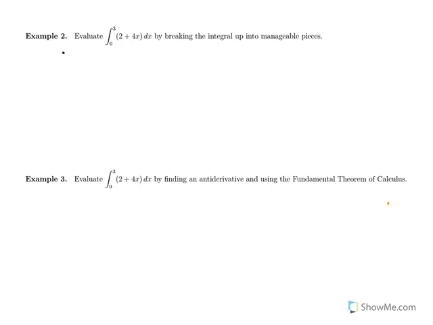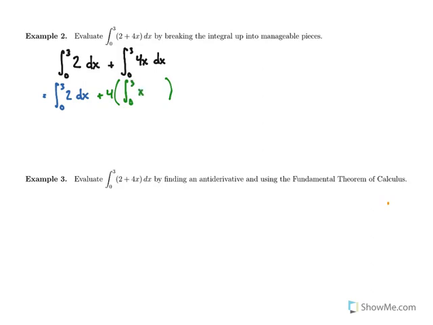And we can do that by writing this as the integral from 0 to 3 of 2 plus the integral from 0 to 3 of 4x. And we'll go even one step further, and we'll write this as the integral from 0 to 3 of 2 dx plus 4 times the integral from 0 to 3 of x dx. And there's two different areas that we have to find here.